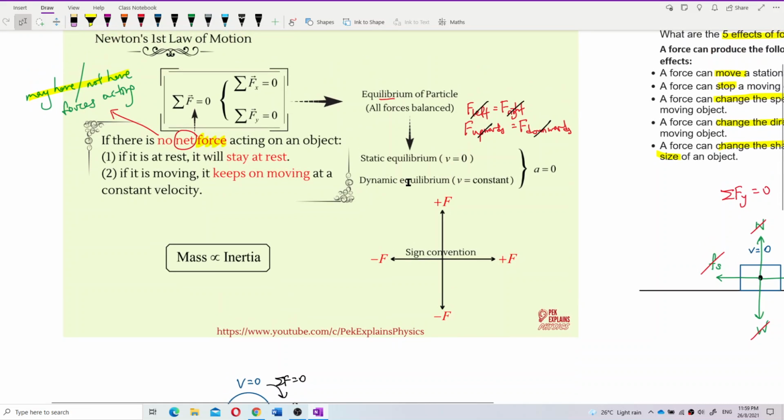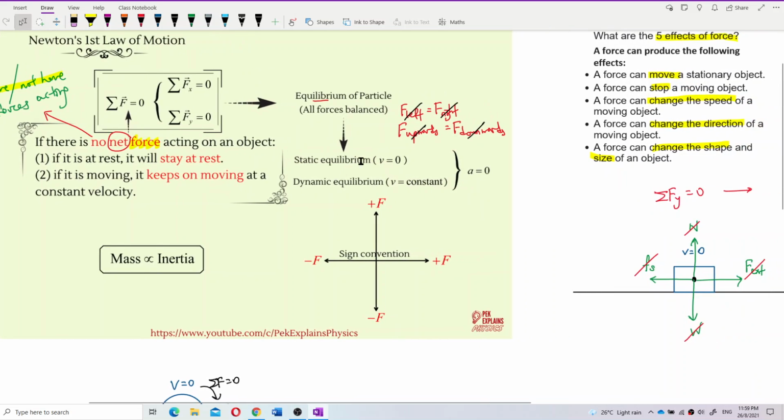This one is called dynamic equilibrium, when velocity is constant. So when velocity is zero, it is called static equilibrium. When velocity is constant, it is called dynamic equilibrium. For these two, velocity is zero, velocity is constant, so they have one similarity: velocity doesn't change. There is no change in velocity, isn't it? No change in velocity. So when velocity doesn't change, it means acceleration is zero.